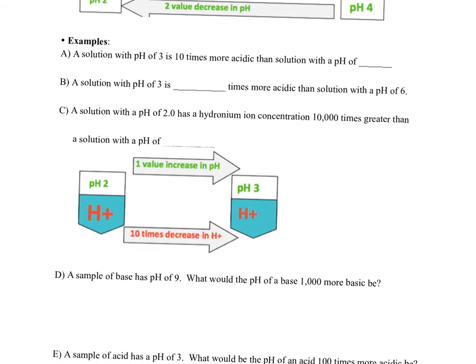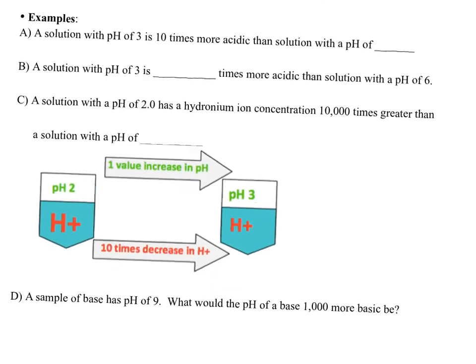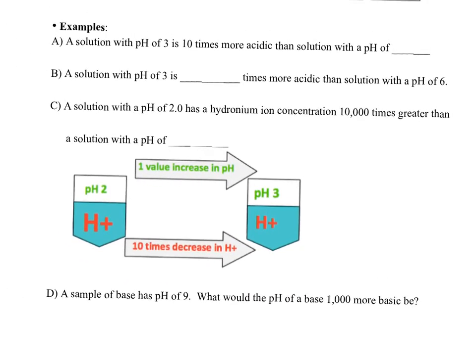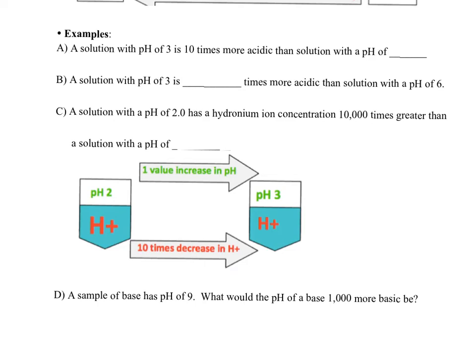Let's take a look. It says a solution with a pH of 3 is 10 times more acidic than a solution with a pH of blank. We know that it doesn't matter whether we're increasing or decreasing, 10 times means that we've gone one step on the pH scale. We've either gone one step up or one step down. And this is saying that a solution with a pH of 3 is 10 times more acidic than.